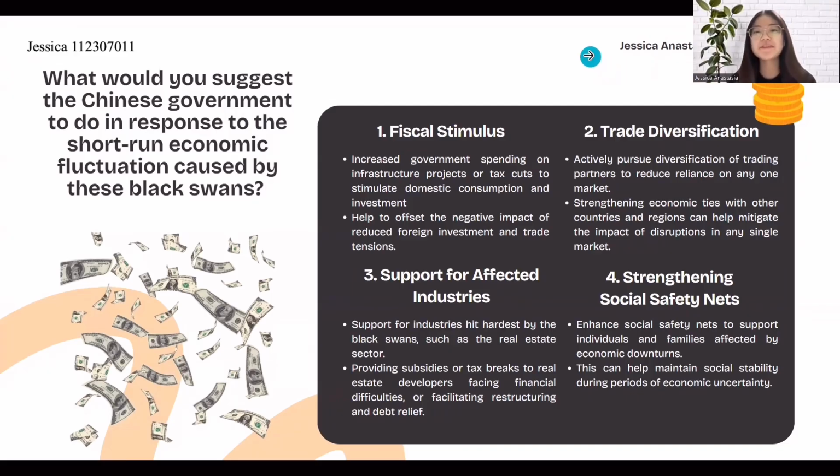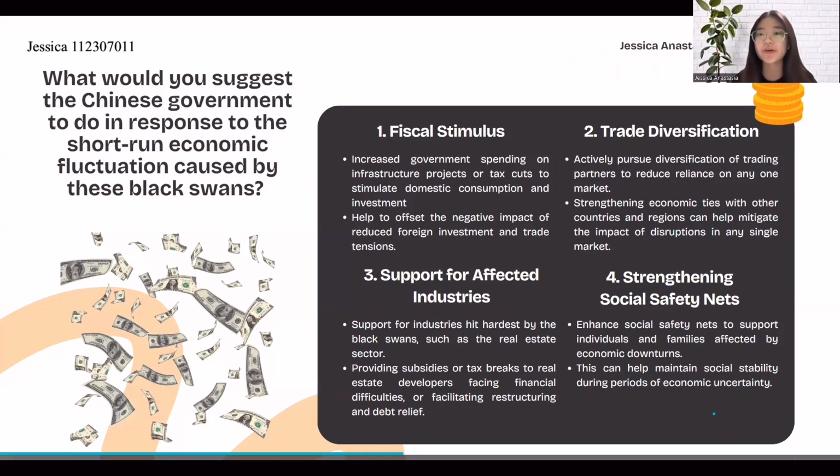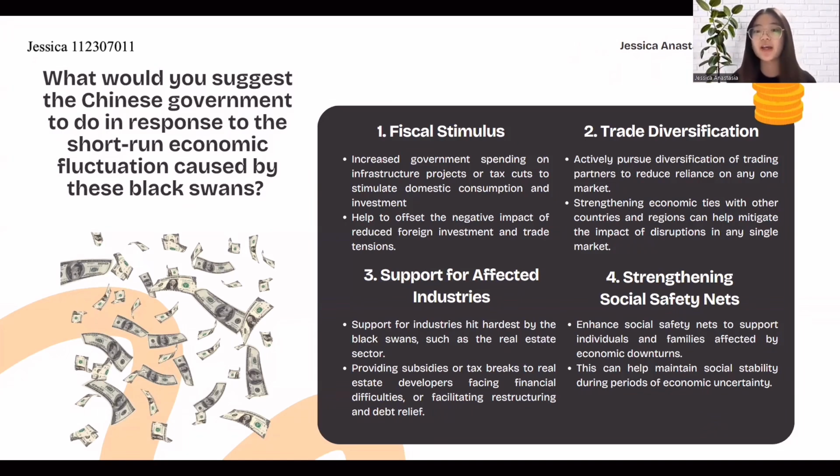So now I have some suggestions that China's government can do in response to the short-run economic fluctuation caused by this black swan. The first one is fiscal stimulus. The government can implement fiscal stimulus measures such as increasing government spending on infrastructure projects or tax cuts to stimulate domestic consumption and investment. This can help offset the negative impact of reduced foreign investment and trade tension.